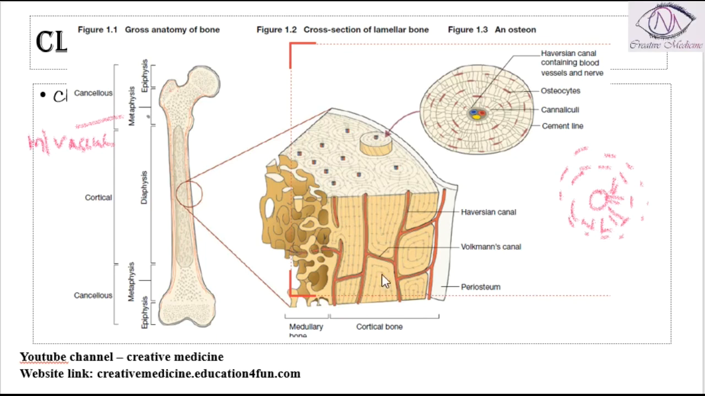Two Haversian canals are connected to each other by a Volkmann's canal, and the whole bone is surrounded by the periosteum. Bone has a medullary canal and it has cortical bone. Cortical bone contains all the osteocytes, whereas the medullary bone contains the medulla, which is bone marrow.